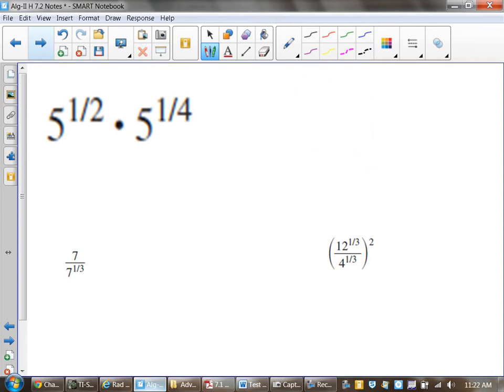So in this case, I have the same base, different exponents again. What do I have to do with my exponents? Multiply. I mean, by multiplying you add. So what's 1 half plus 1/4? 3/4. And just leave it as 5 to the 3/4.